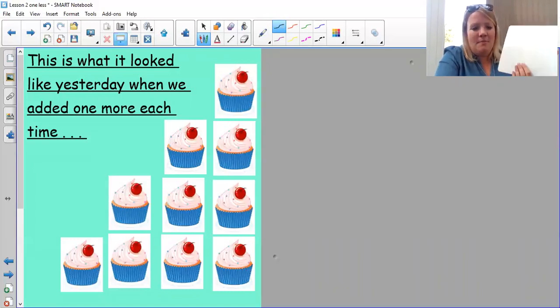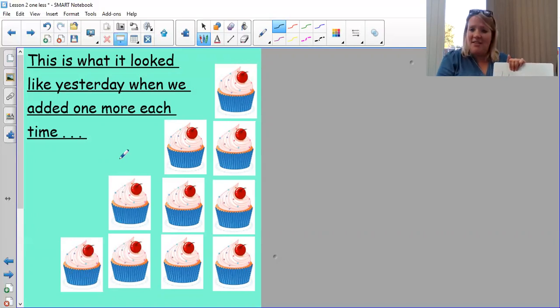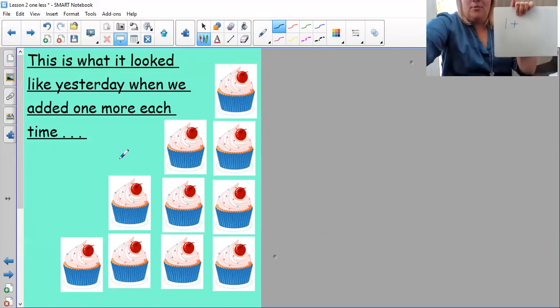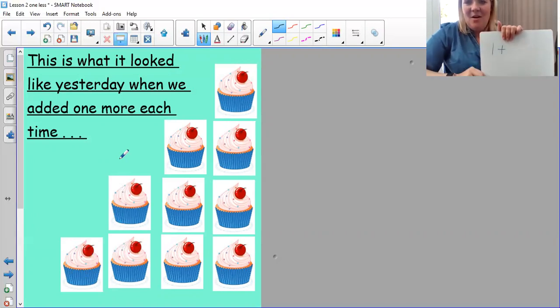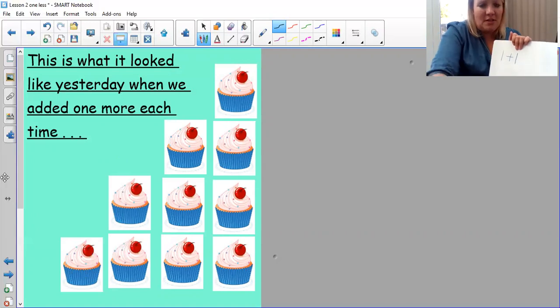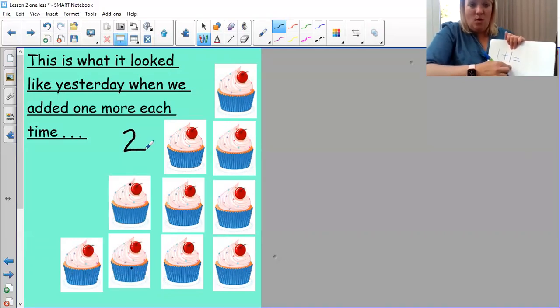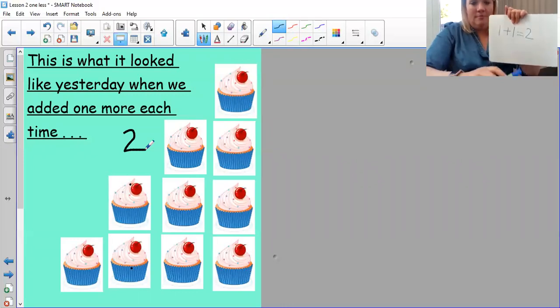Sorry, so you can see both. We've got the cupcake, okay? And then we said, what happens if we put one more on top of it? So we had one, and we added, have you seen that sign before? That's the add sign. We had one cupcake and we added one more on top, which you can see here. So therefore we had 1, 2. And we can write that as 1 add 1 is 2.